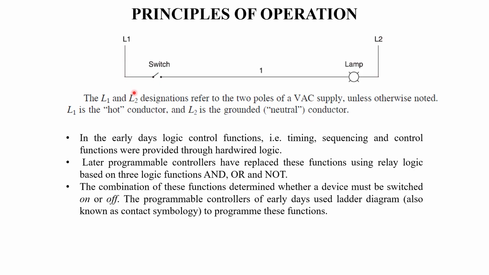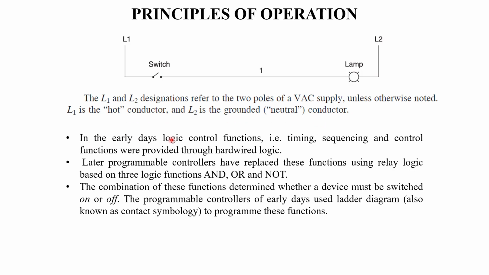It is going to have a ladder with a rung that represents a switch and the lamp. Here the L1 and L2 designations refer to the two poles of the VAC supply unless otherwise noted. L1 is a hot conductor and L2 is grounded, that is, the neutral conductor.